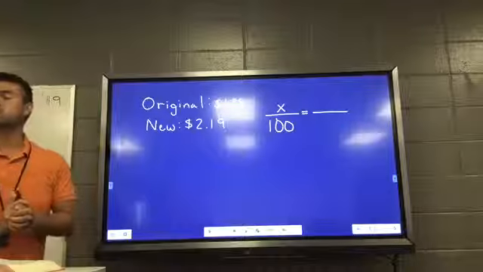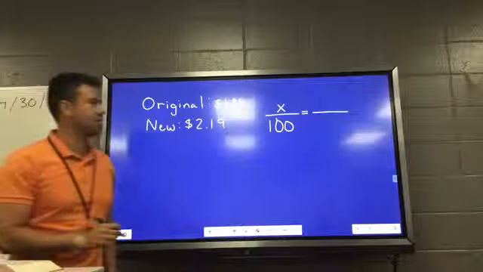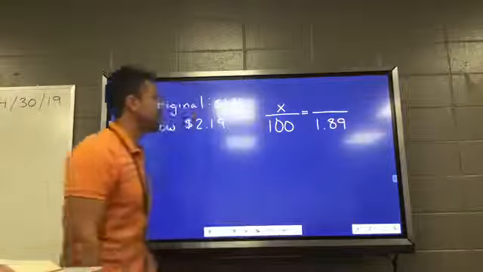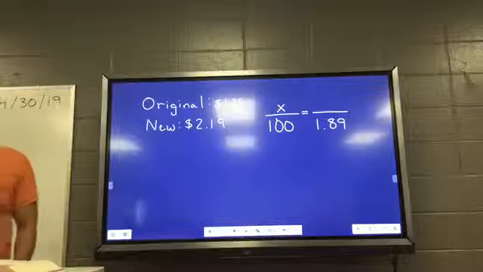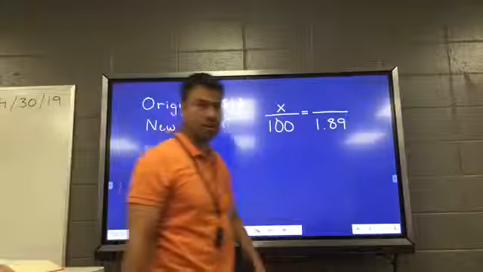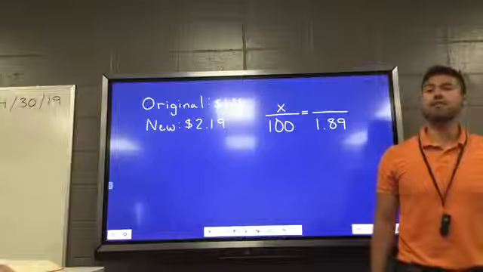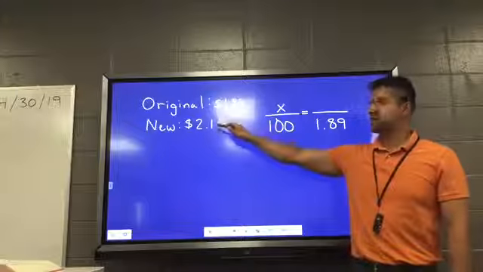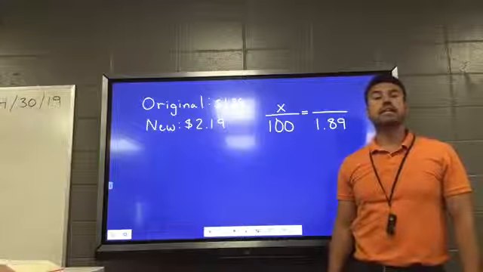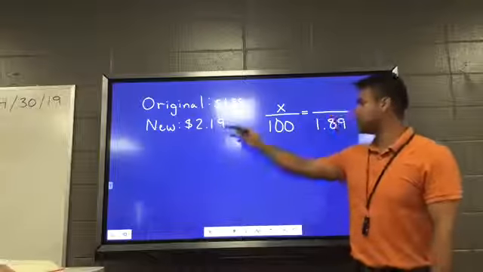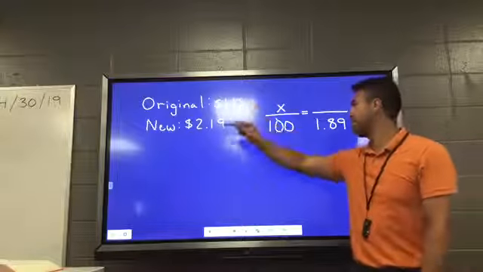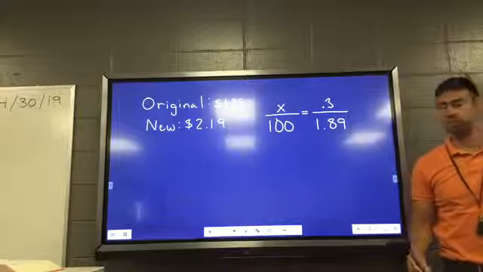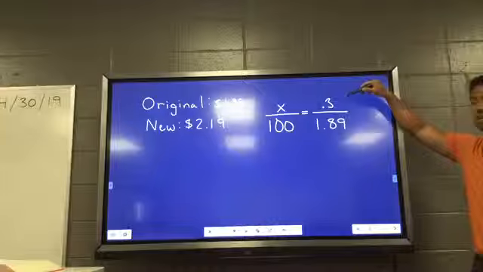What was the original amount? It's up there. Yeah, $1.89. But what should go on the top of that second fraction according to your little formula? The amount of change. So how much did it change from $1.89 to $2.19? 30 cents, right? And how would you figure that out? You just do 2.19 minus 1.89, and you'd get 0.3 or 0.30, right? If you subtracted them. That's the amount of change.